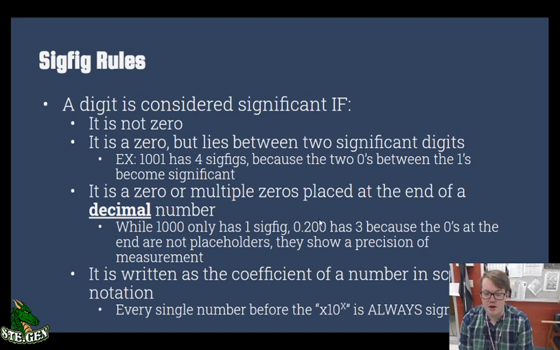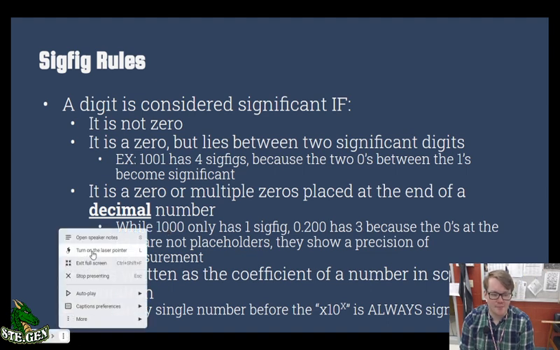0.200, those zeros are at the end of a number and after the decimal, so they would actually be significant. These zeros are at the end of the number, but not after a decimal, so they would not be significant. The reason for this is because in 1,000, we don't actually know what kind of tool we were using. These zeros here, we aren't given enough information as to whether or not they are significant.